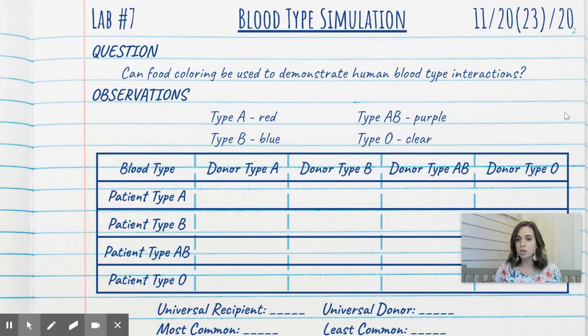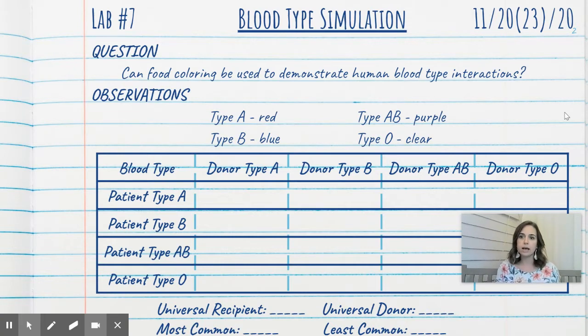First off, you should have done, before watching this video, the blood type simulation lab activity. And I recorded the pre-lab and then the results of the post-lab. And so this should already be done and in your lab notebook. So if you haven't done it already, it's a good thing to do before you watch this video.